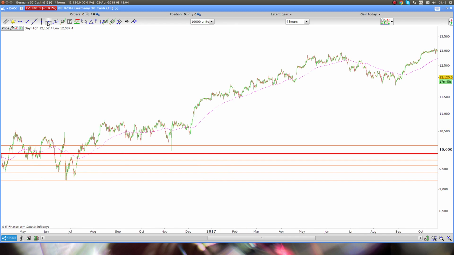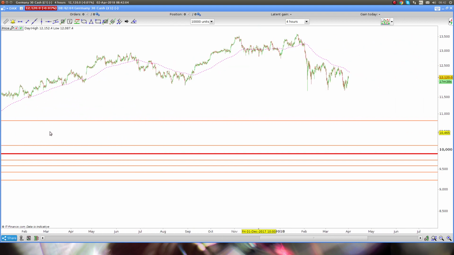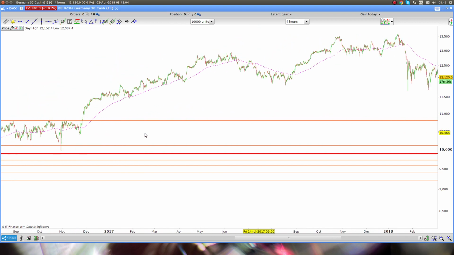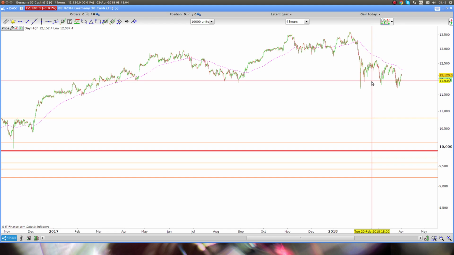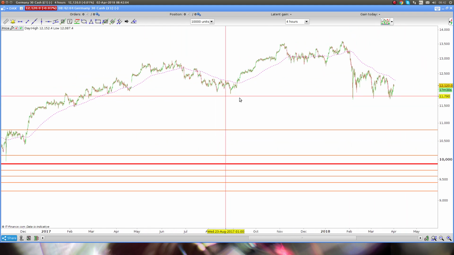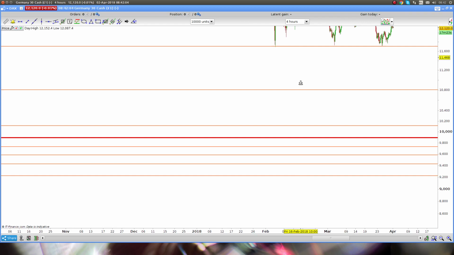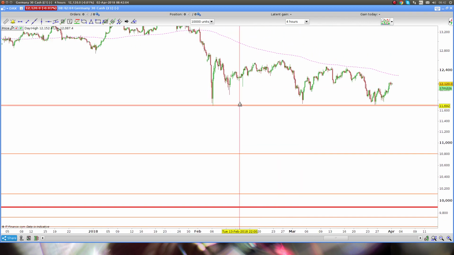So if you look at this breakout here, there's another major level here. There's a lot of worry about the DAX. Is the DAX going to fall still? What's happening? Where are we going? Ultimately, if you just keep trading off the levels, your risk is going to be lower.